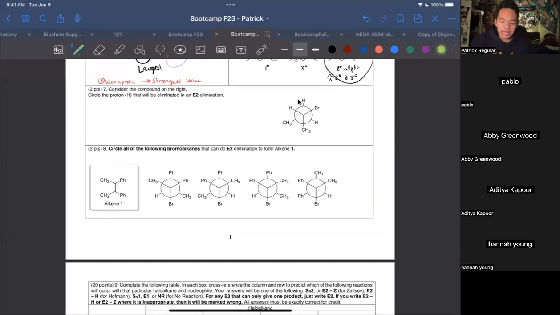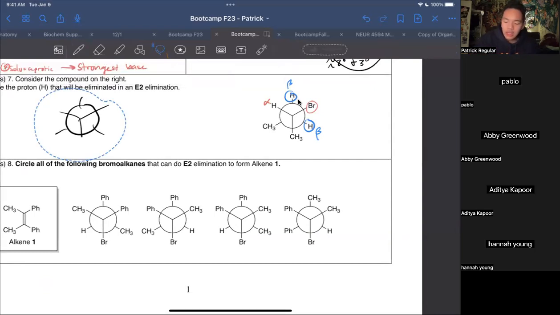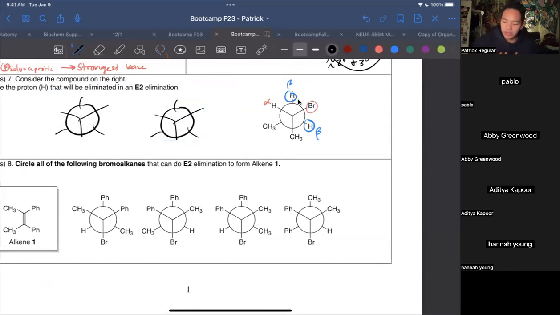Okay. Circle the proton that's best eliminated by E2. Well, first off, your bromine is here. What hydrogens can pop off? Beta hydrogens. This is an alpha hydrogen. This is a beta. This is a beta. So you have these two possible beta hydrogens. If you were to draw both scenarios where you had both beta hydrogens across from the bromine, you would be able to see which one is more favorable.